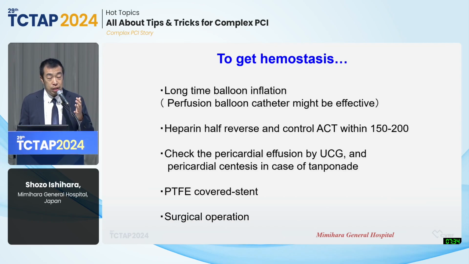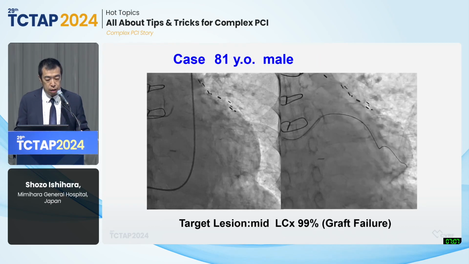To get hemostasis, as you know, long-time balloon inflation is sometimes used, and a perfusion balloon catheter might be effective, but it's available only in limited countries. Heparin reversal is also sometimes effective, but it sometimes causes thrombosis. Checking for pericardial effusion is also important. Other options are a covered stent and a surgical option, but that's the last option.